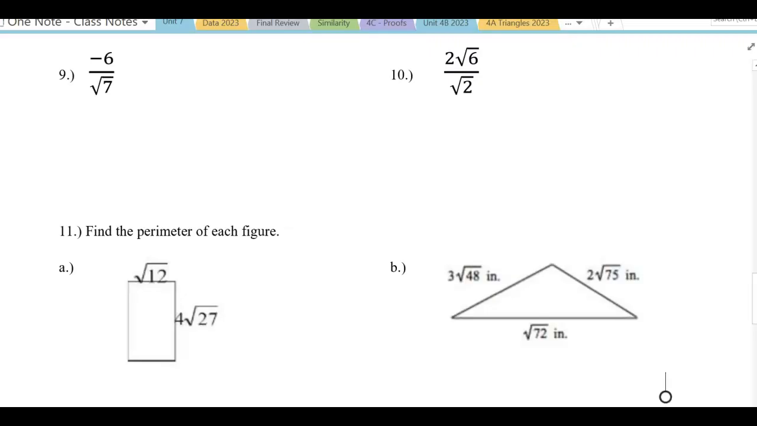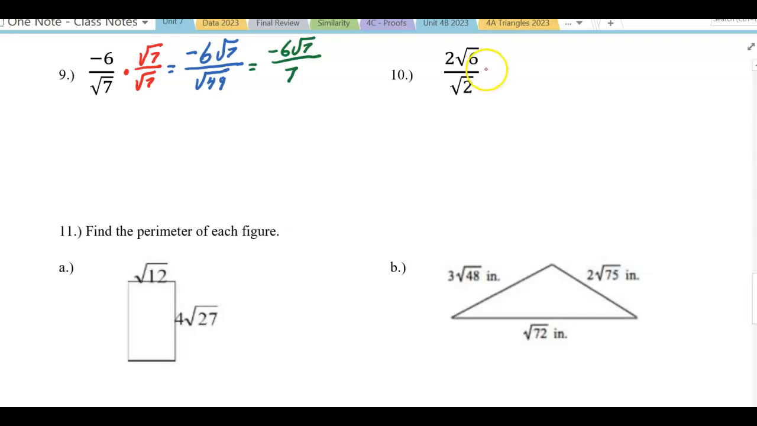So if we take a look at problem number 9, we're going to rationalize by multiplying by root 7 over root 7, multiplying across, you get 6 root 7 over the square root of 49, and the square root of 49 is a perfect square, so you get negative 6 root 7 over 7.